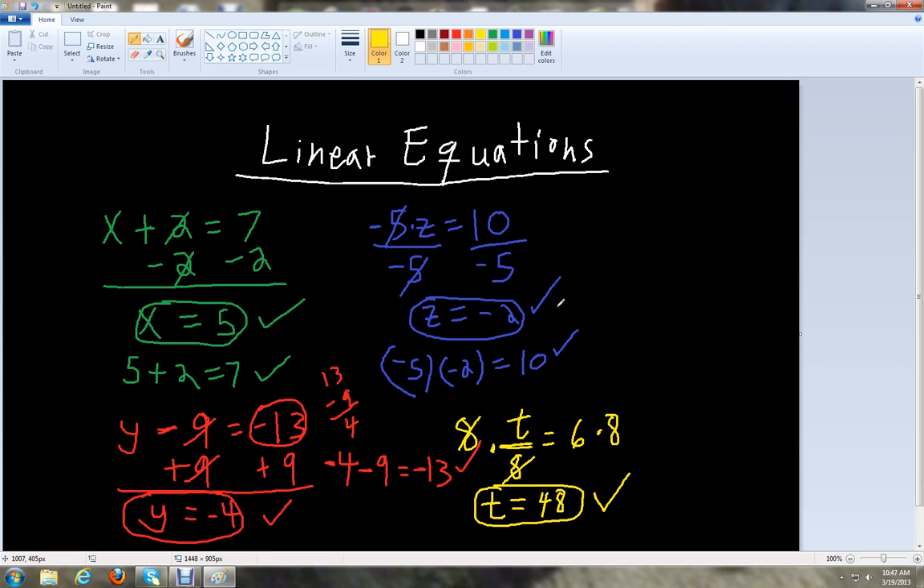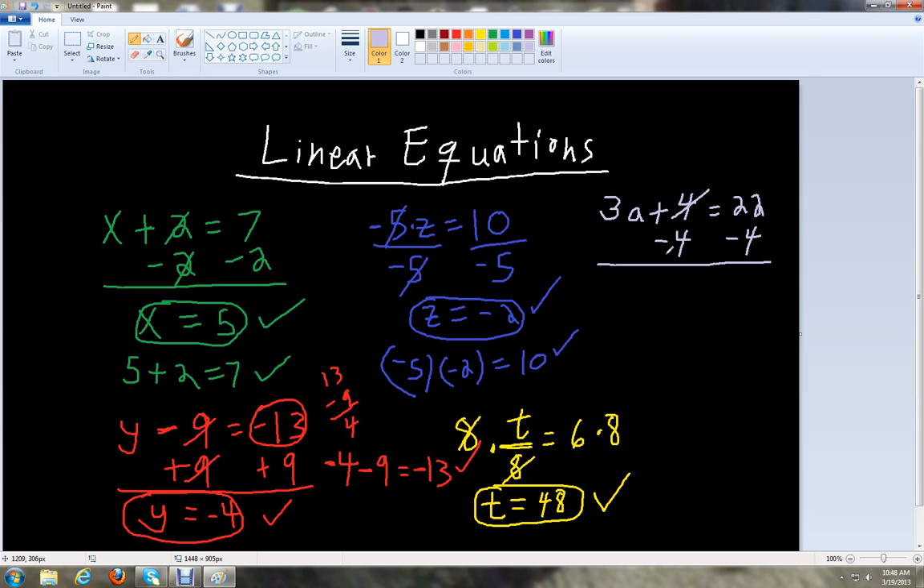Okay, so let's look at more of a two-step linear equation to solve. Let's say we have something like 3a plus 4 equals 22. So in this case, we need to get the 3a by itself. So we need to get the 4 to the other side. And we see this is addition, plus 4, so we have to do the opposite and subtract. Minus 4 on both sides.